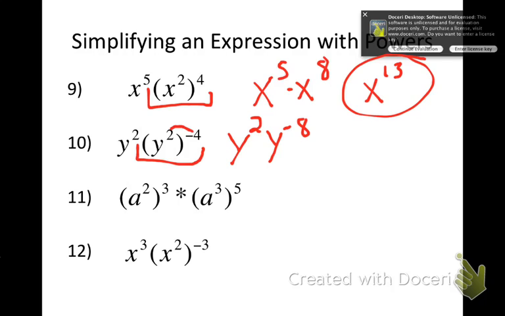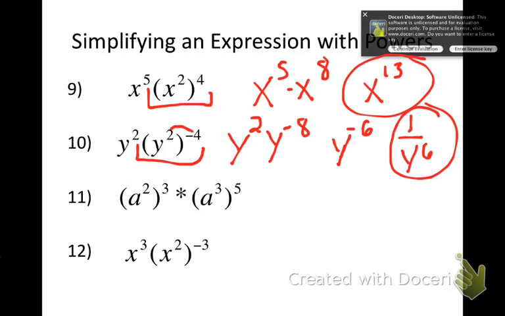Now I can add my exponents. 2 and negative 8 are going to add to get me what, Justin? So I get y to the negative 6th. However, I don't want negative exponents. I want positive. How would I rewrite that, Justin? 1 over y to the 6th. Nice job, sir.